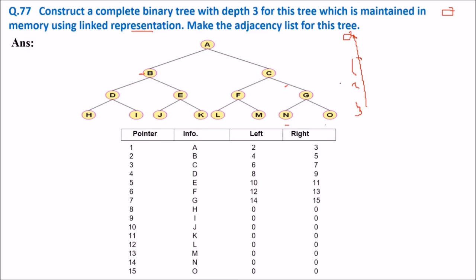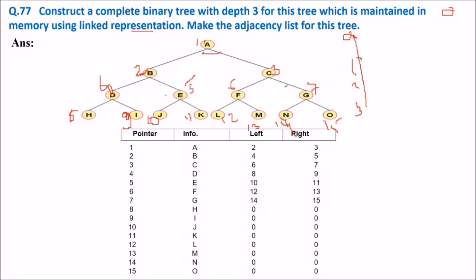So this is the depth. You can say it is the number of edges, 1, 2, and 3, from the leaf node to the root node. How can we make the adjacency list? We number them like this: 1, 2, 3, 4, 5, 6, 7, 8, 9, 10, 11, 12, 13, 14, 15.